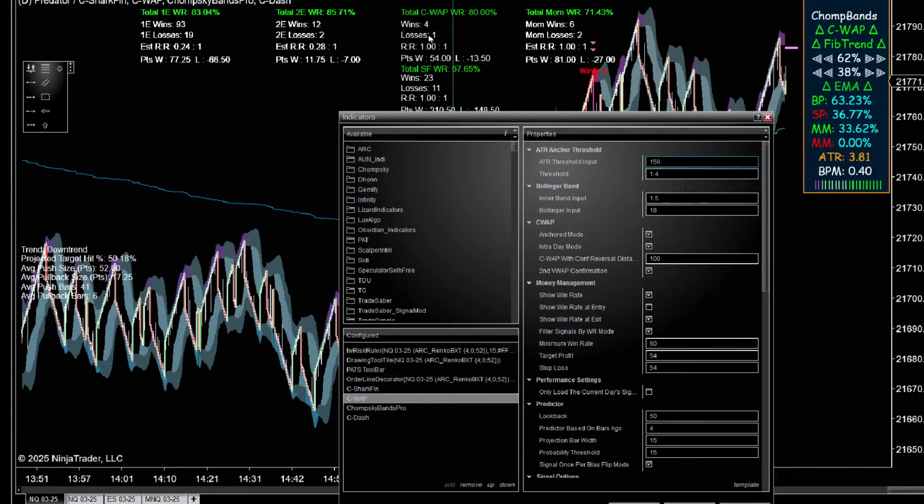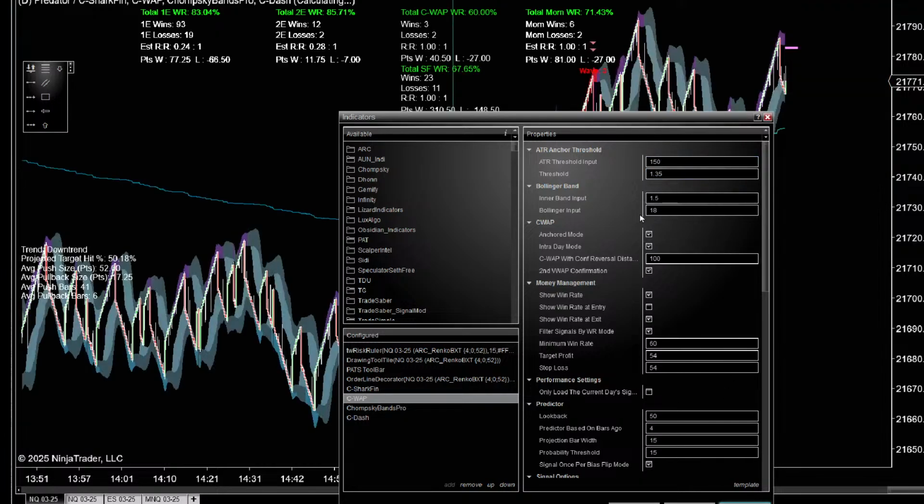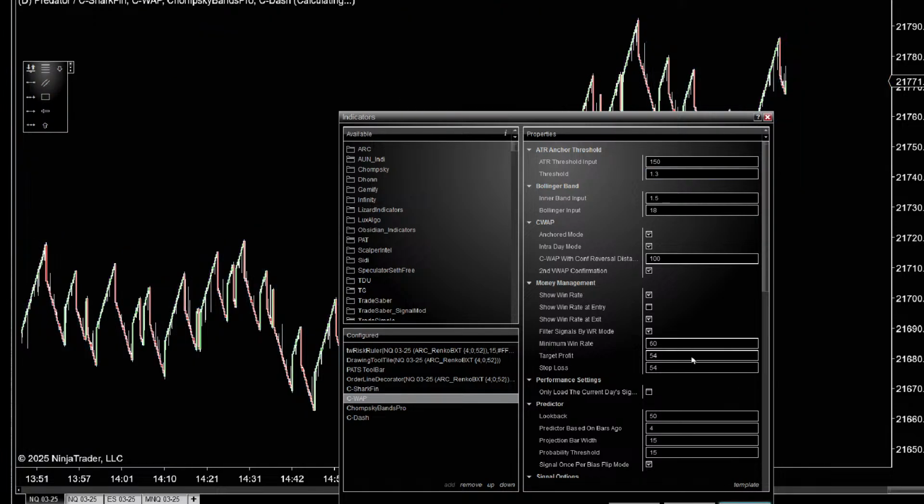That right there's a great win rate, but man, not enough trades. So let's see if we can get more. Just a few more trades. I want the sample size better.